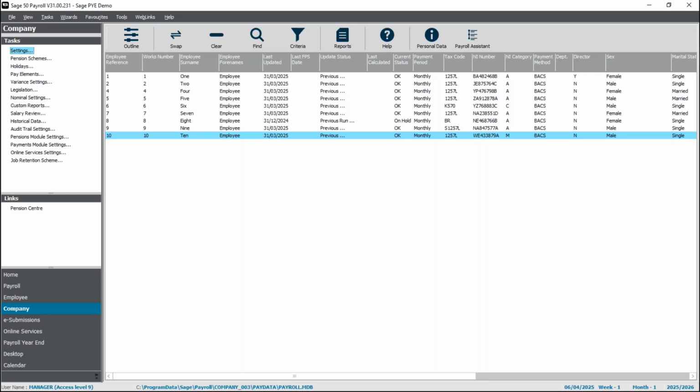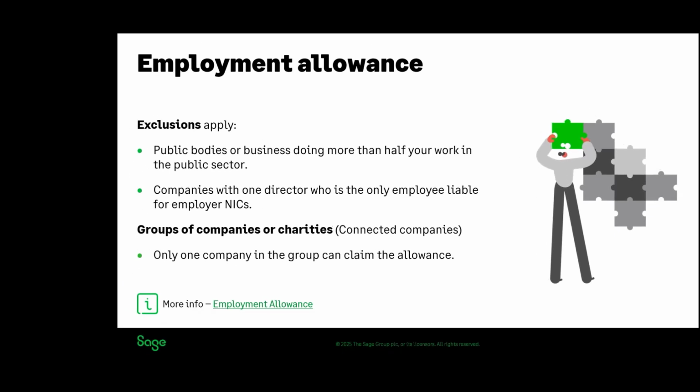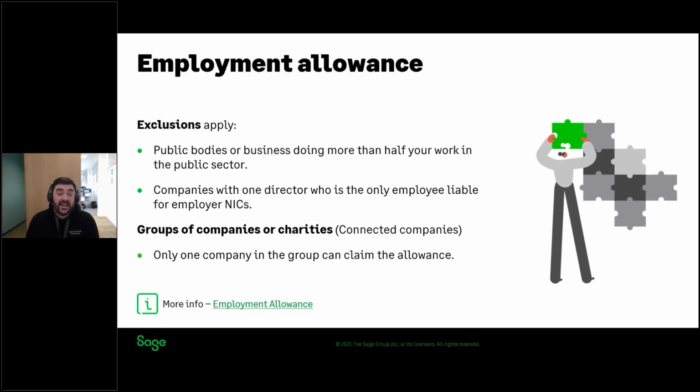And when I run my P32 report for month one, when I've completed month one's payroll, I'll then be able to start reducing my employer NI. So it will show how much I've claimed for the employment allowance, and I'll keep claiming that until I've used the full £10,500. So that is your employment allowance. Definitely worth checking if you qualify for that now. You can find more information in our knowledge base article and also on the guidance from gov.uk.